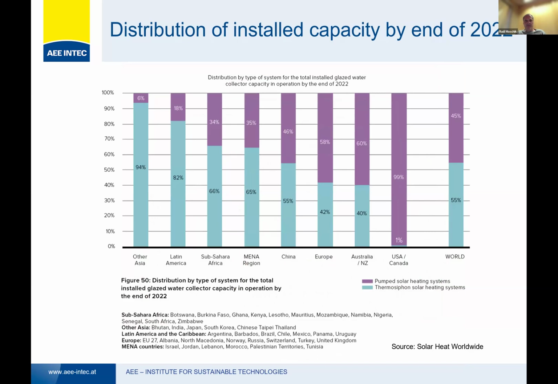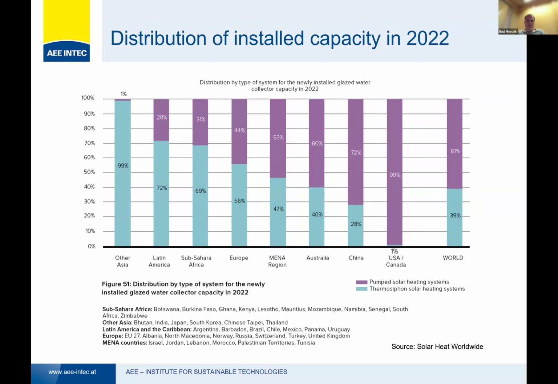We have seen this graph already before. So how much is the percentage of installed capacity divided by Thermosyphon technology or pumped solar heating systems? So still Thermosyphon systems are the larger market worldwide. If we look at installed capacity and go in detail to Africa, you see that the main market is Thermosyphon systems, so more than 66%.